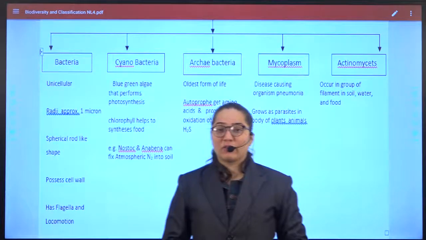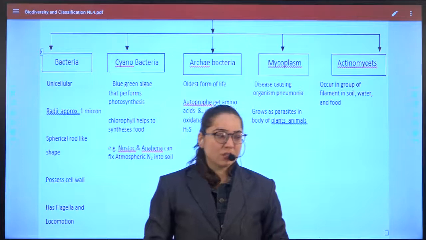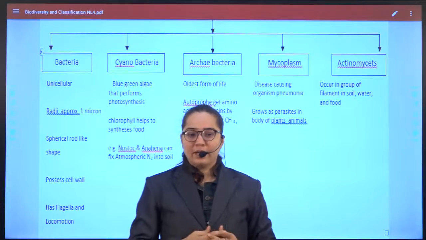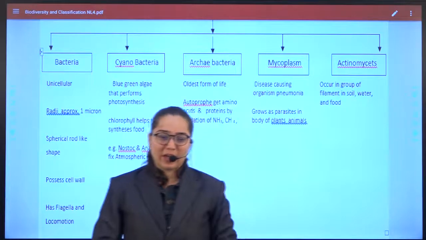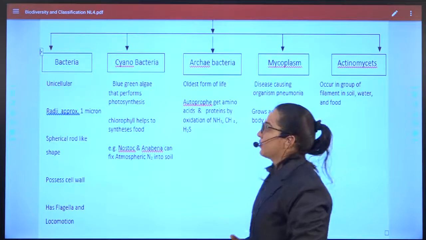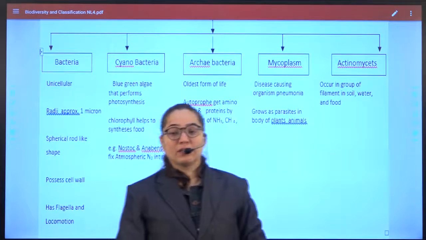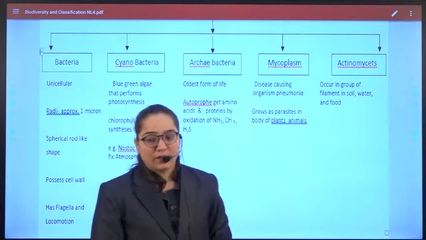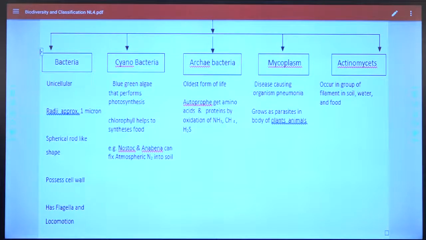If we talk about cyanobacteria, then these are blue-green algae that perform photosynthesis. Chlorophyll will help to synthesize the food. Examples are Nostoc and Anabaena, that fix the atmospheric nitrogen into the soil. So this is about the basic bifurcation of kingdom Monera. Read it once again, quickly.